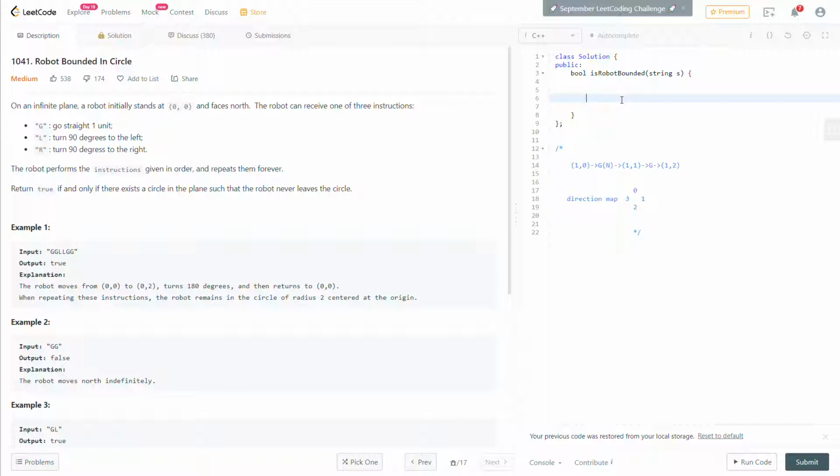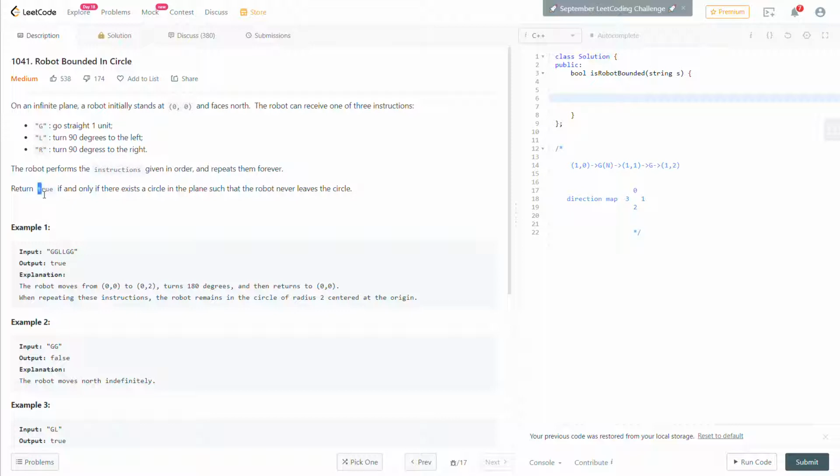What is given? It's given that there is an infinite plane and a robot is initially standing at 0, 0 and it is facing north. It can receive any of three instructions: G, L and R. What does G mean? Going straight 1 unit. L means turn 90 degrees to the left and R means turn 90 degrees to the right. So it performs these instructions and repeats them forever, infinitely many times.